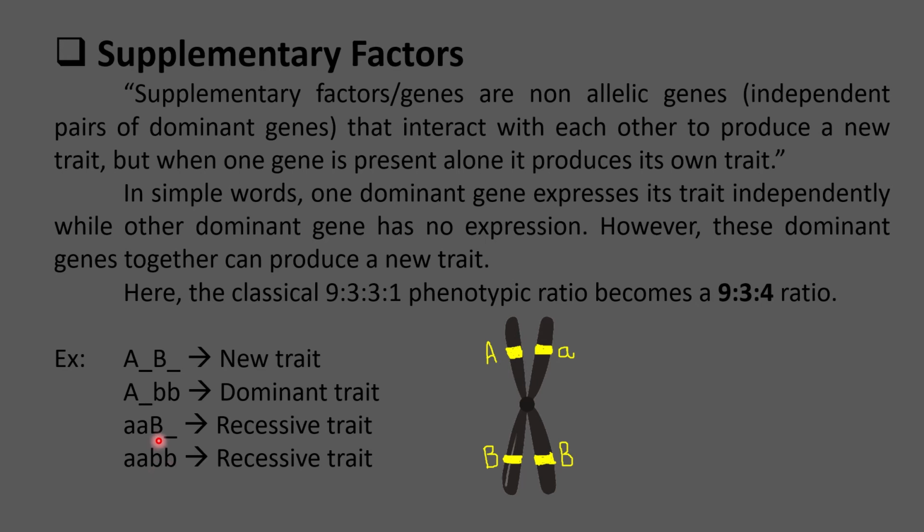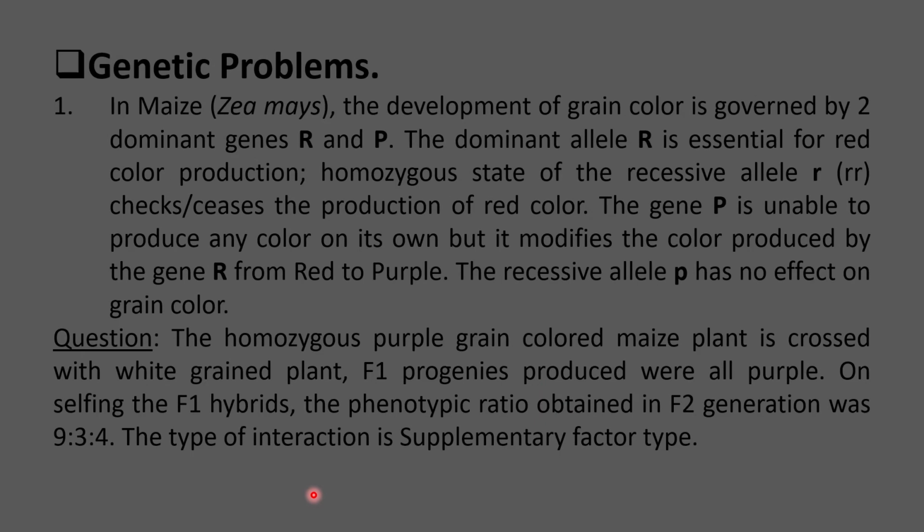Only when the dominant allele B is present with the dominant allele A is there a production of a new trait. When it is in homozygous condition, the recessive trait of recessive allele A is produced here. So this concept can be better understood with an example.